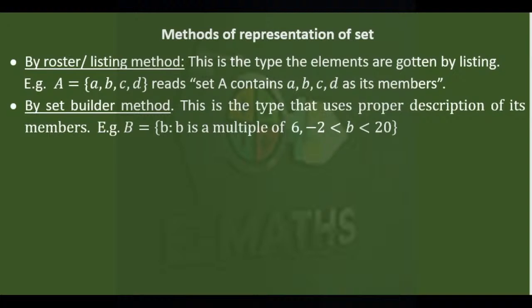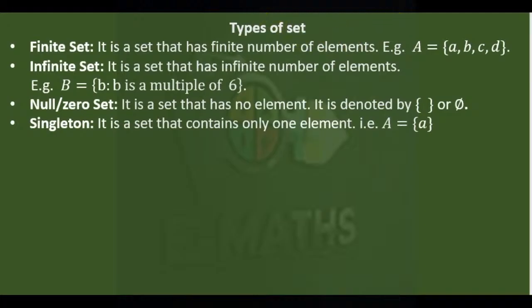The next one is types of sets. Under types of sets, we have the finite set. That's a set whose elements you can list, because it has a finite number of elements, as you can see, a, b, c, d. An infinite set is one you cannot list, because it has an infinite number of elements, like B, the multiples of 6. We have a lot of numbers that are multiples of 6.